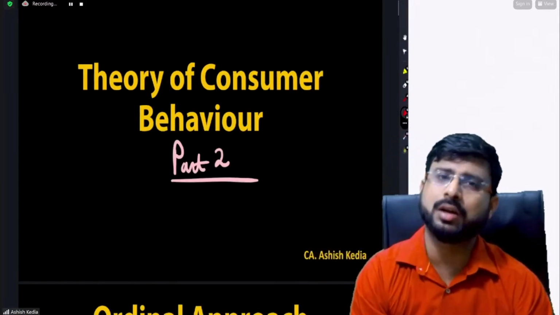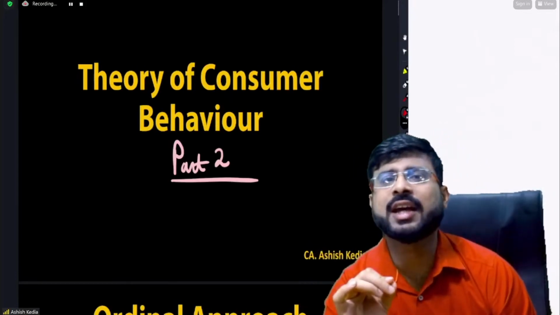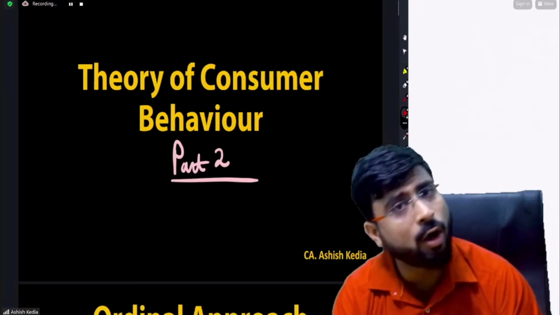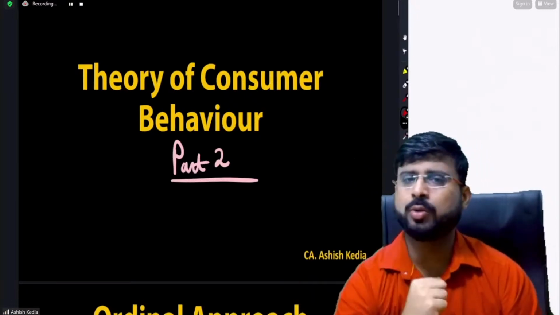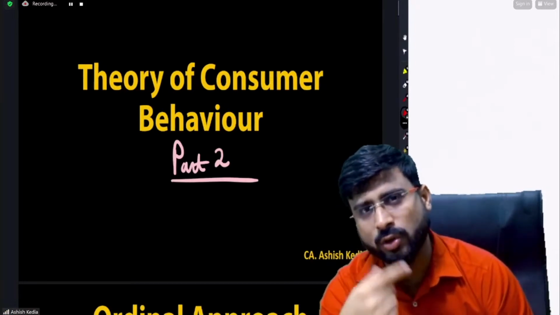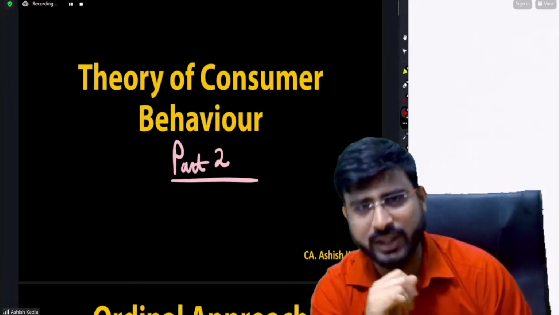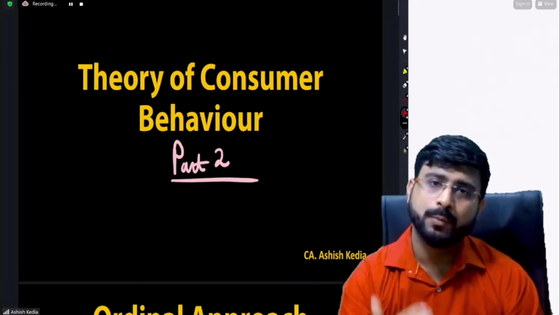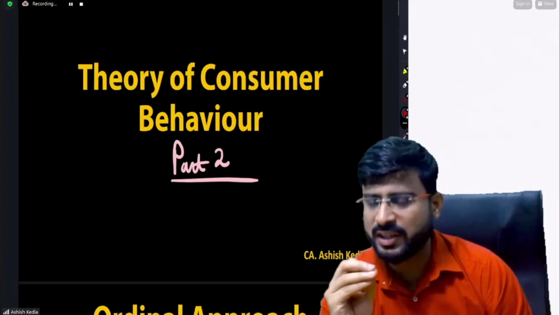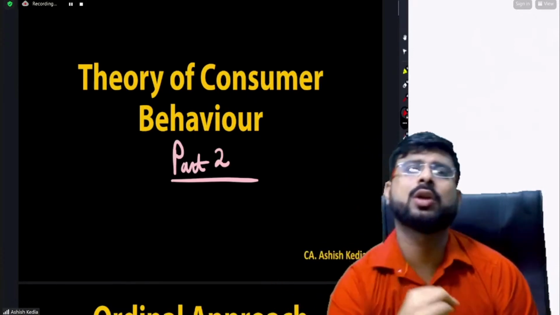Correct? Under cardinal approach, it is assumed that utility is quantifiable. Utility can be expressed in terms of numbers. And therefore, we studied the concept of law of diminishing marginal utility. What does this law state? The law of diminishing marginal utility tells us that as we consume more and more units of a commodity, the satisfaction derived from each additional unit keeps on falling. Yes, sir, we remember law of diminishing MU. Beyond that, we discussed how MU is calculated. It is TU of n items minus TU of n minus 1 items. That is what marginal utility is all about.